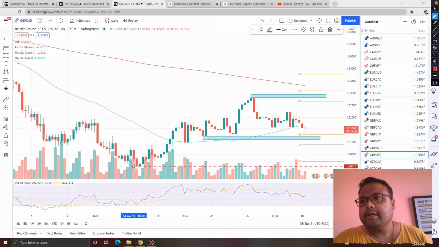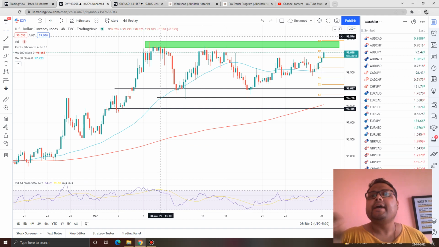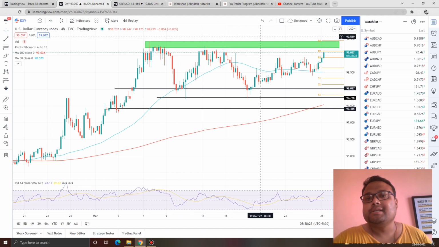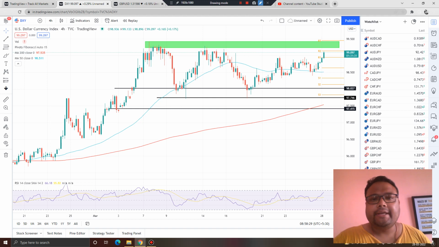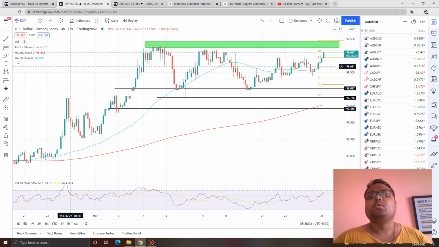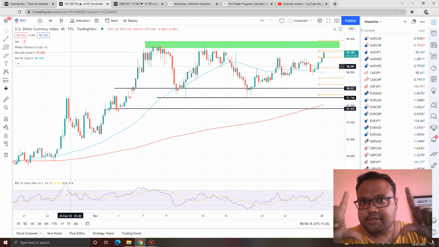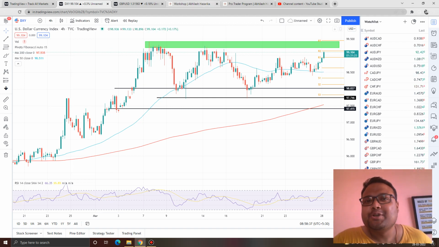See DXY. This is the chart of DXY. DXY is bullish. There is some kind of correction going on, but keep in mind DXY is also approaching the resistance zone here. Overall, DXY is very much bullish, there is no doubt. But the present trend of DXY is sideways. So there is a possibility that DXY will face selling pressure and reverse from here.